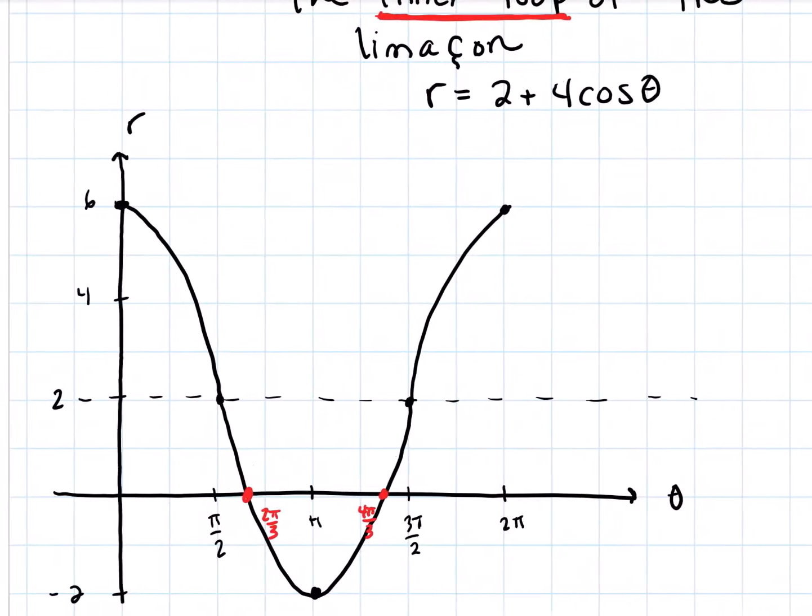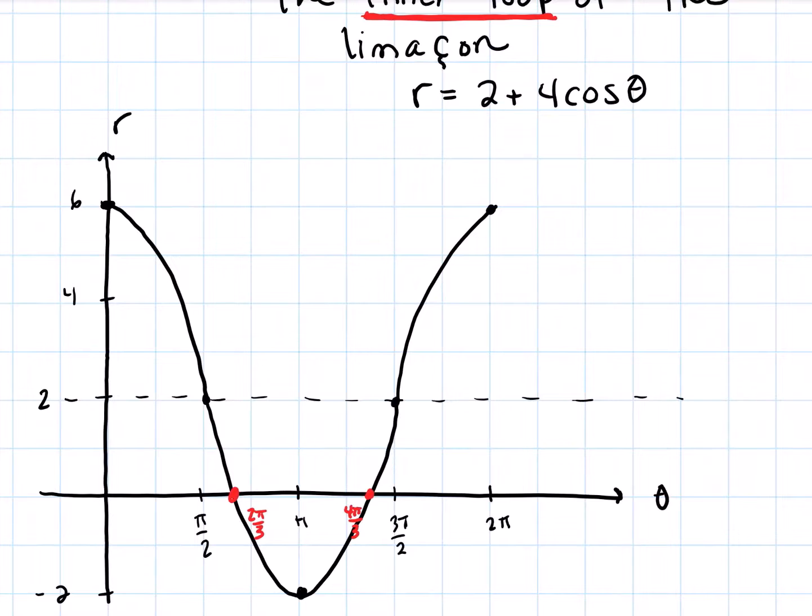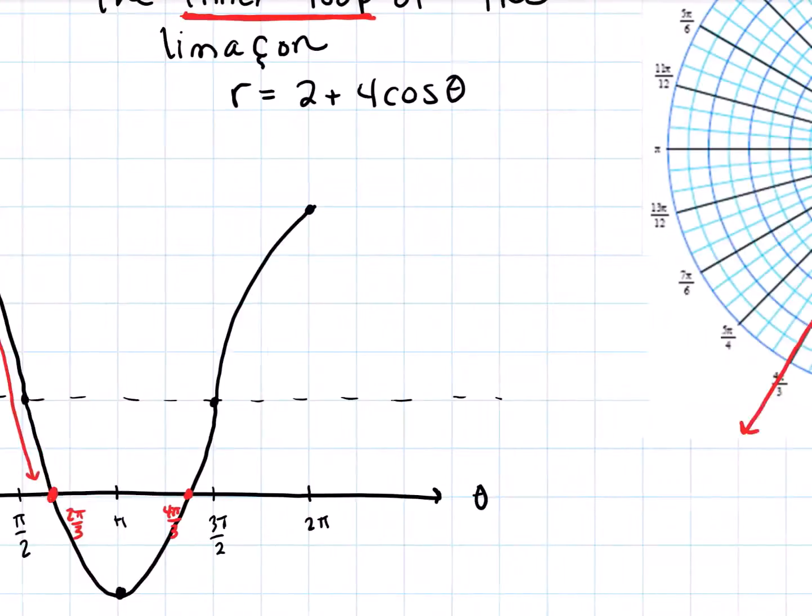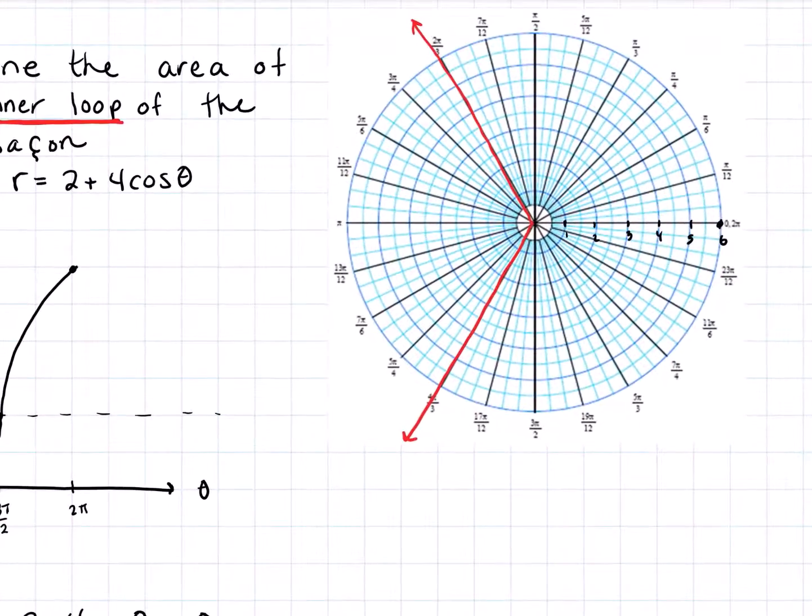And notice that from 6, when we get to pi over 2, we're going to be at 2. So as we're coming down this curve here, by the time we get to 2 pi over 3, we're at 0. And then when we get to pi over 2, we're at 2. So we're going to be here and then in here. And so this curve is going to come in and look something like that.